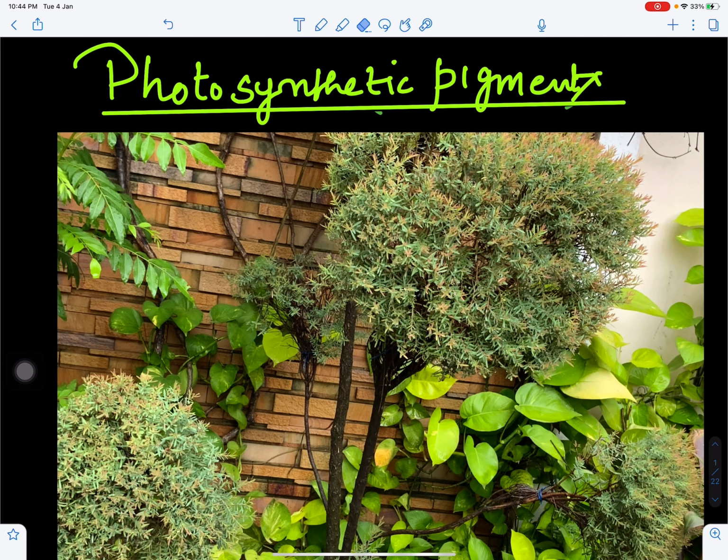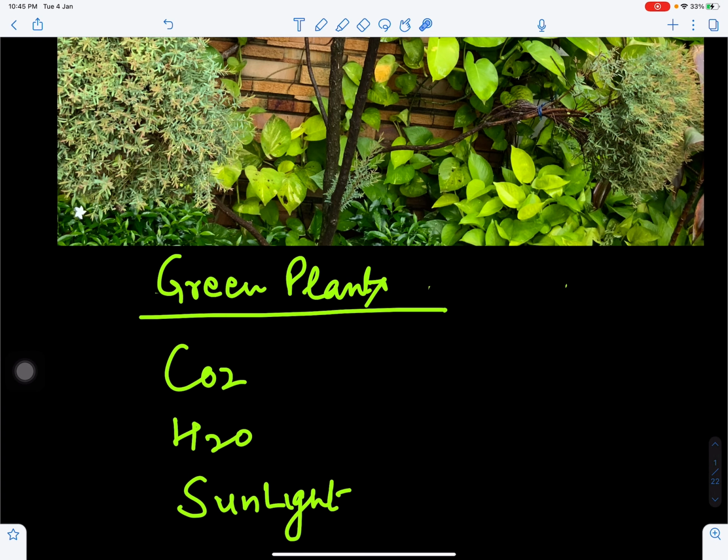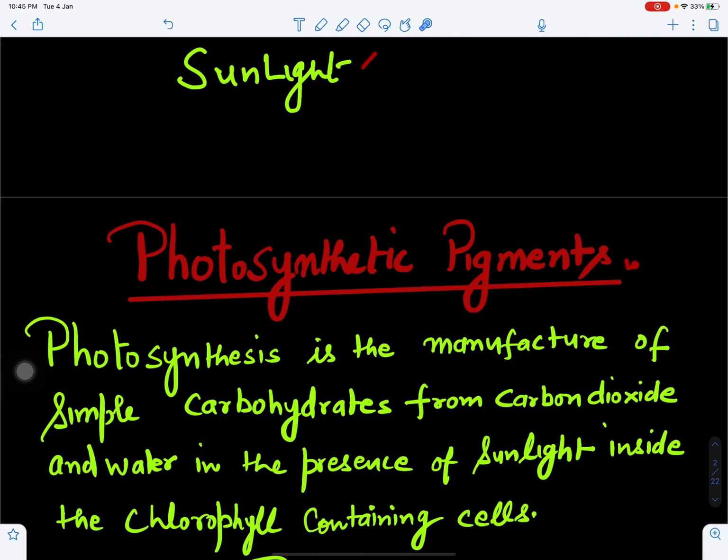In this video, we will discuss photosynthetic pigments. As we know, green plants have the pigment chlorophyll, and with the help of this pigment, they can do photosynthesis. Photosynthesis is basically the manufacture of food. So green plants for photosynthesis require carbon dioxide, water, sunlight, and they require photosynthetic pigments.